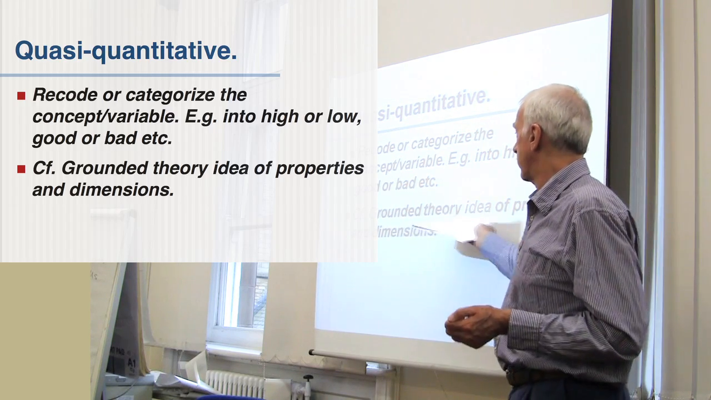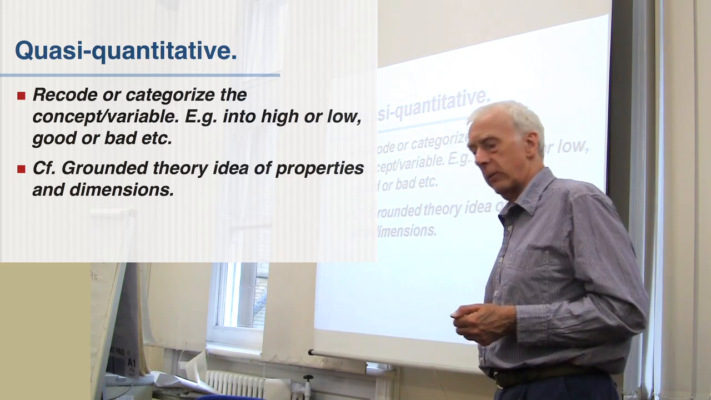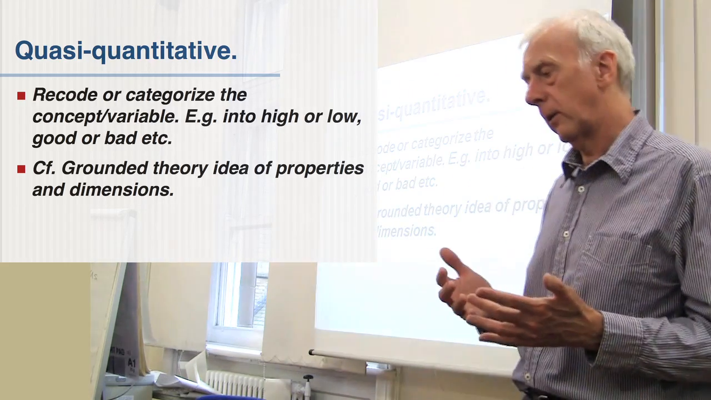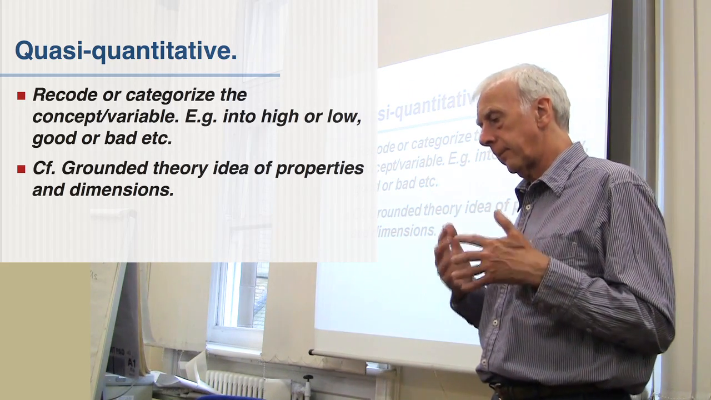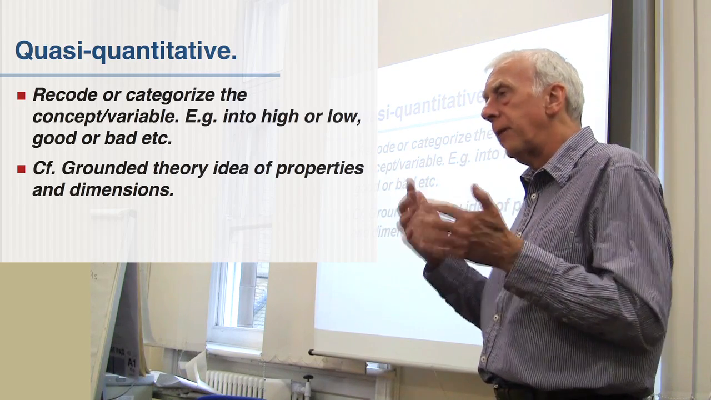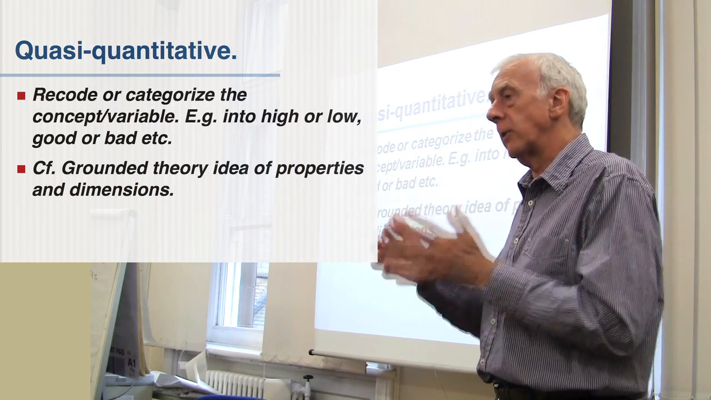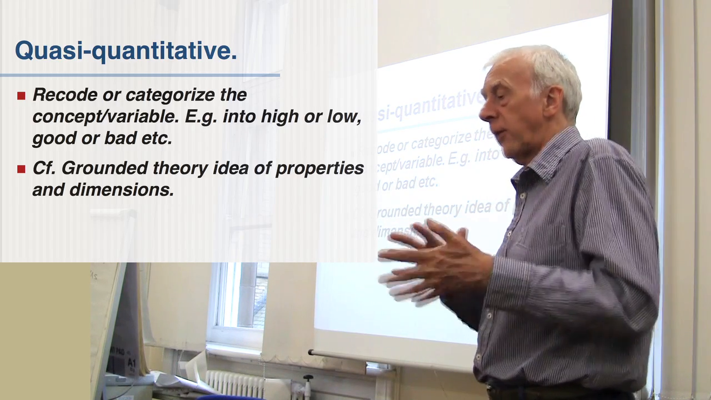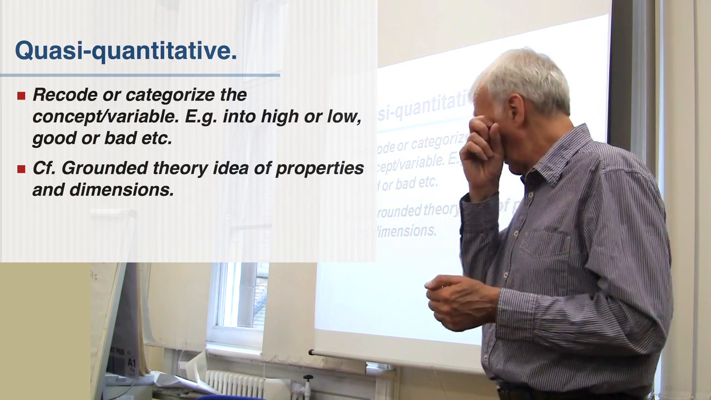Perhaps I should mention this with a grounded theory point. I think I mentioned this in the previous week, that in grounded theory they have this idea of taking a code, and within a code you might have various versions of it, various ways of doing something, or various ways of being something, or various places of doing things, and so on.